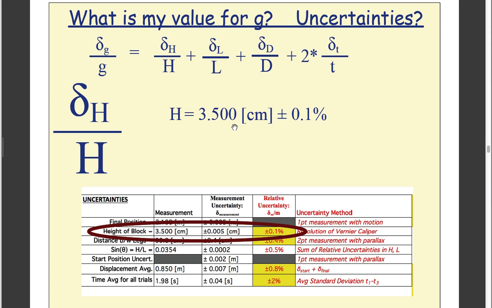Now since we have this value for H with uncertainty, go ahead and put that into your data table. I think it's on page 2 maybe. Find it, the height of the block, report it, and report the uncertainty and the relative uncertainty, and then state it came from the resolution of the vernier caliper.